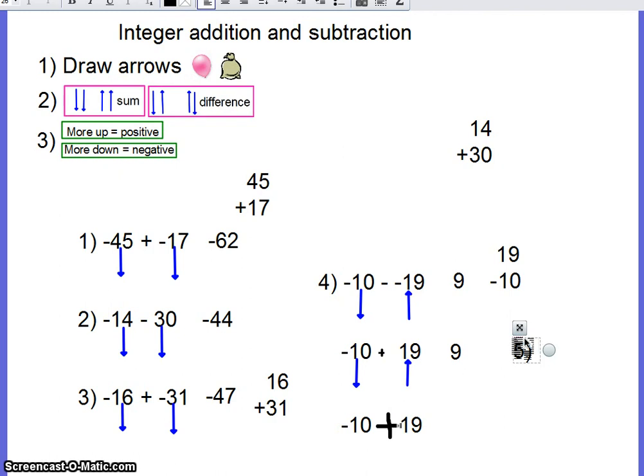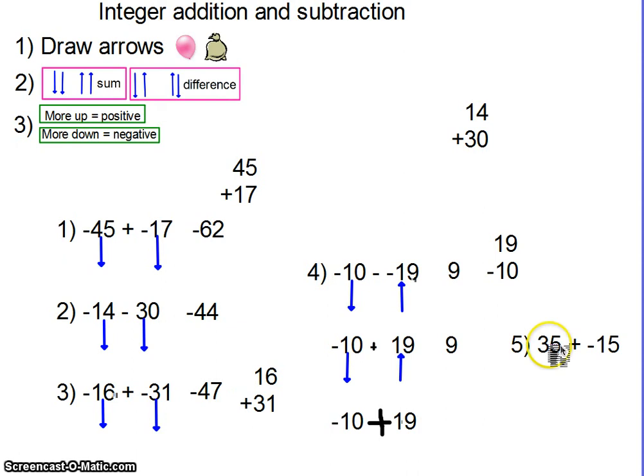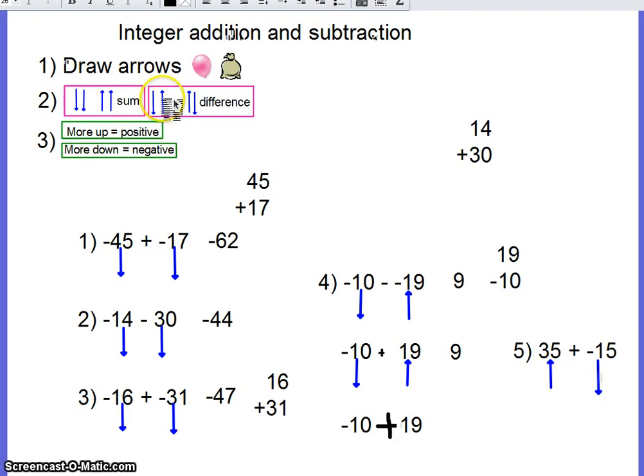Let's say I've got 35 plus negative 15, let's just say. Well, 35 is positive, so it's 35 balloons making me go up. I'm adding a negative. I'm adding bags. If I add bags, I go down. The arrows are going different directions, so I have to subtract them. 35, take away 15. The answer is 20. Okay? And the question is this negative 20 or positive 20? Well, let's look. I've got 35 ups, 15 downs, more up than down, so the answer is positive 20.